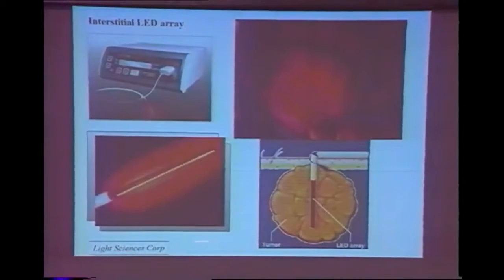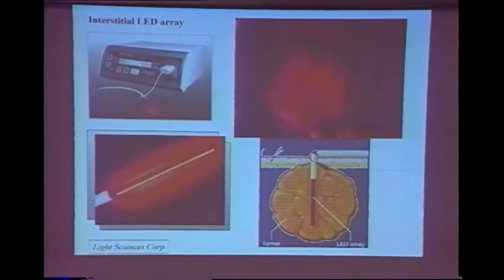The company in Seattle, the US, has developed an interstitial LED array. So this is a little fiber-like device, a couple of millimeters in diameter, that has individual LEDs all the way along. And so you have a line source that can be put into a tumor or used endoscopically. Very nice for some applications.